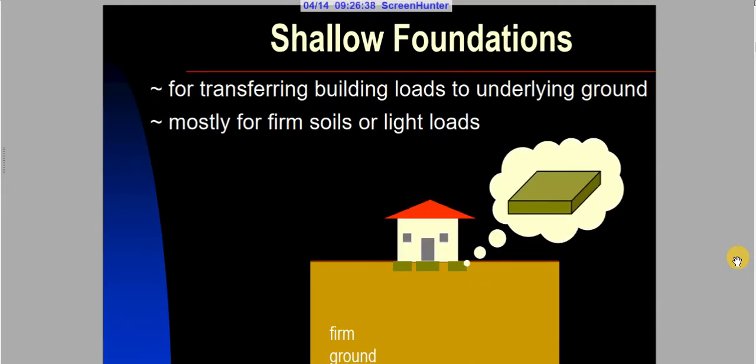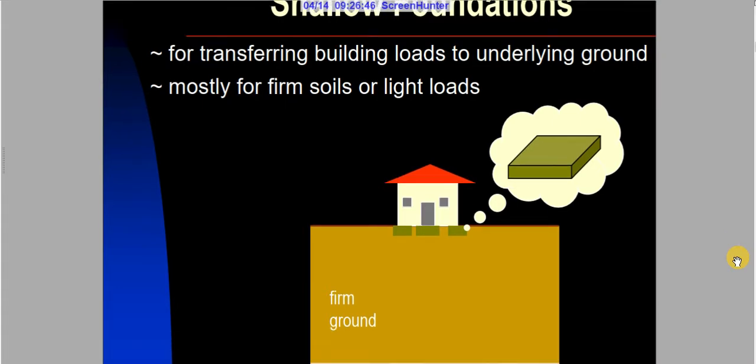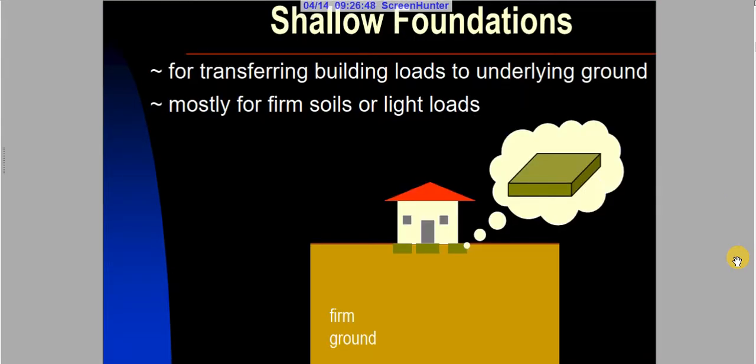Generally, it's most of the time used in shallow foundations, for transferring building loads to the underlying ground. So you need to know the properties of the ground to be able to establish a good foundation. Please take note that soil which is made of 60% clay is not stable. So you need to excavate the soil and fill it to be able to carry out a good foundation.